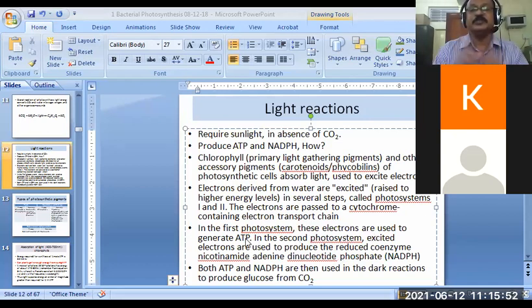First, photosystem 1 generates the ATP. In the second photosystem, the excited electrons are used to produce reduced coenzyme, that is NADPH. That is to say, we generate the reducing power by using photosystem 2. Both the ATP and NADPH which are generated are then used in the dark reaction for the production of glucose. This production of glucose essentially takes place by the fixation of CO2. So CO2 is required in the dark reaction.